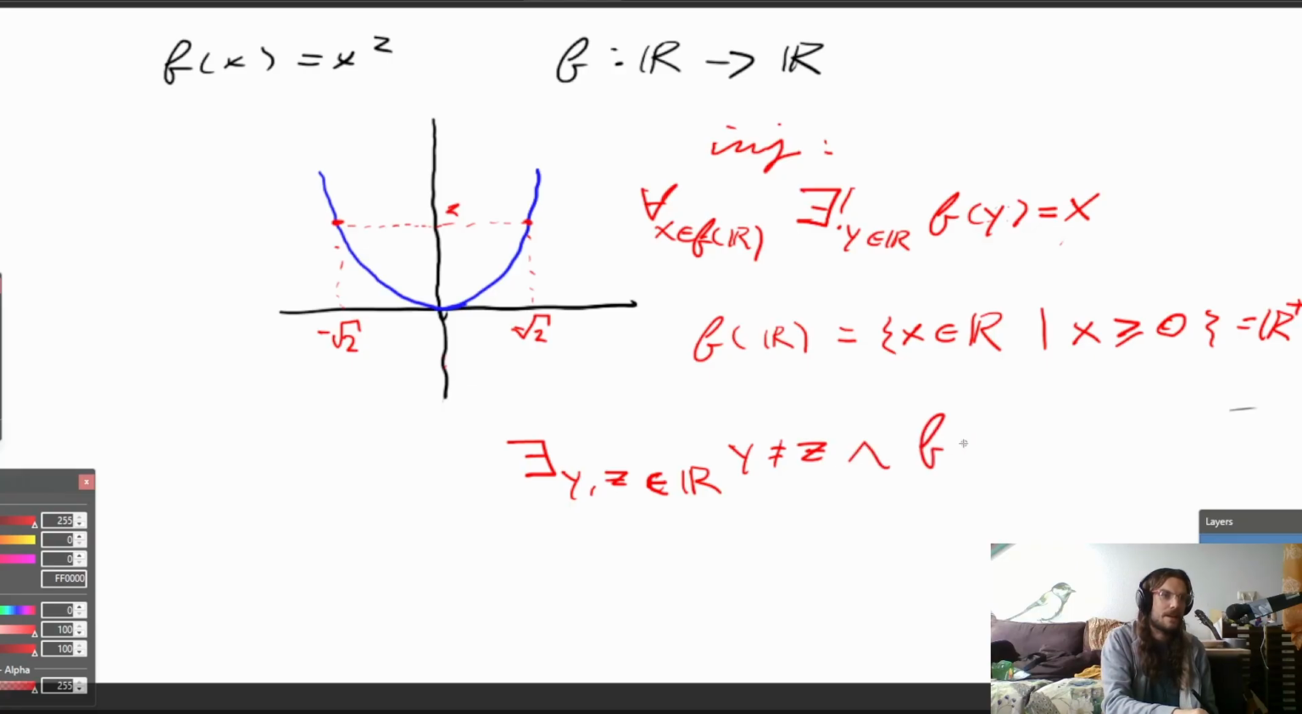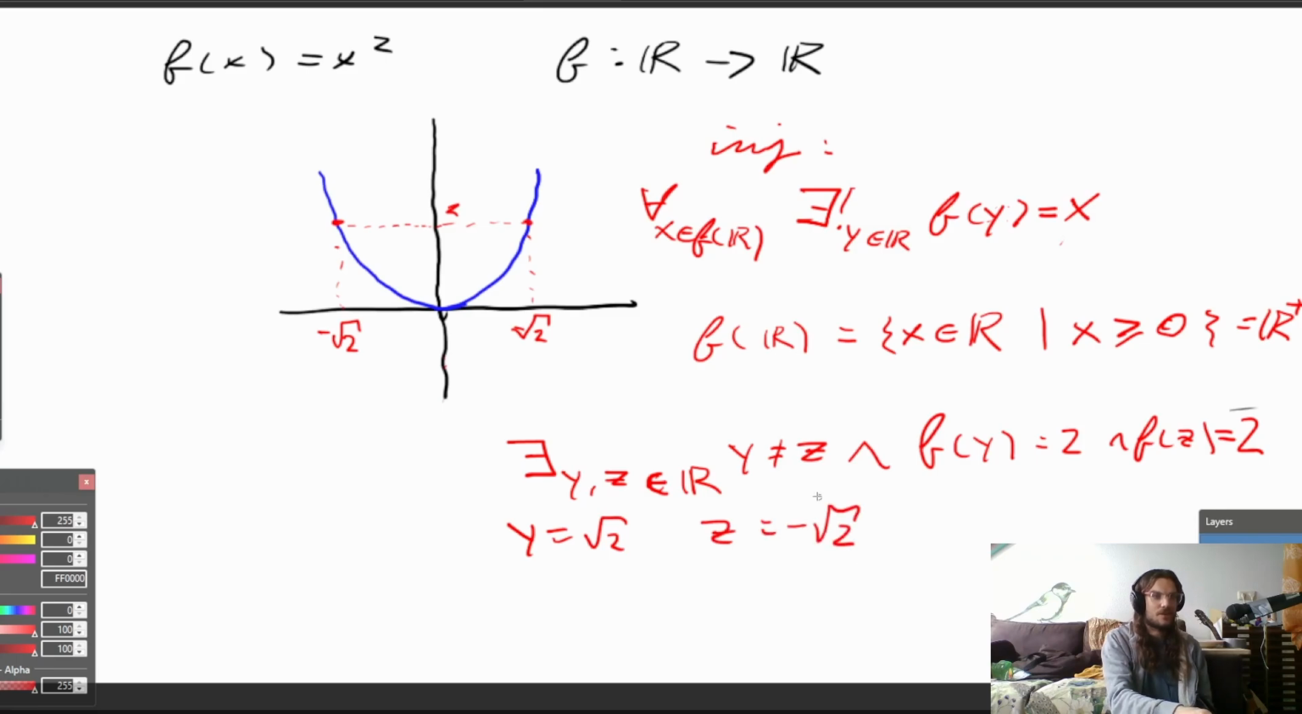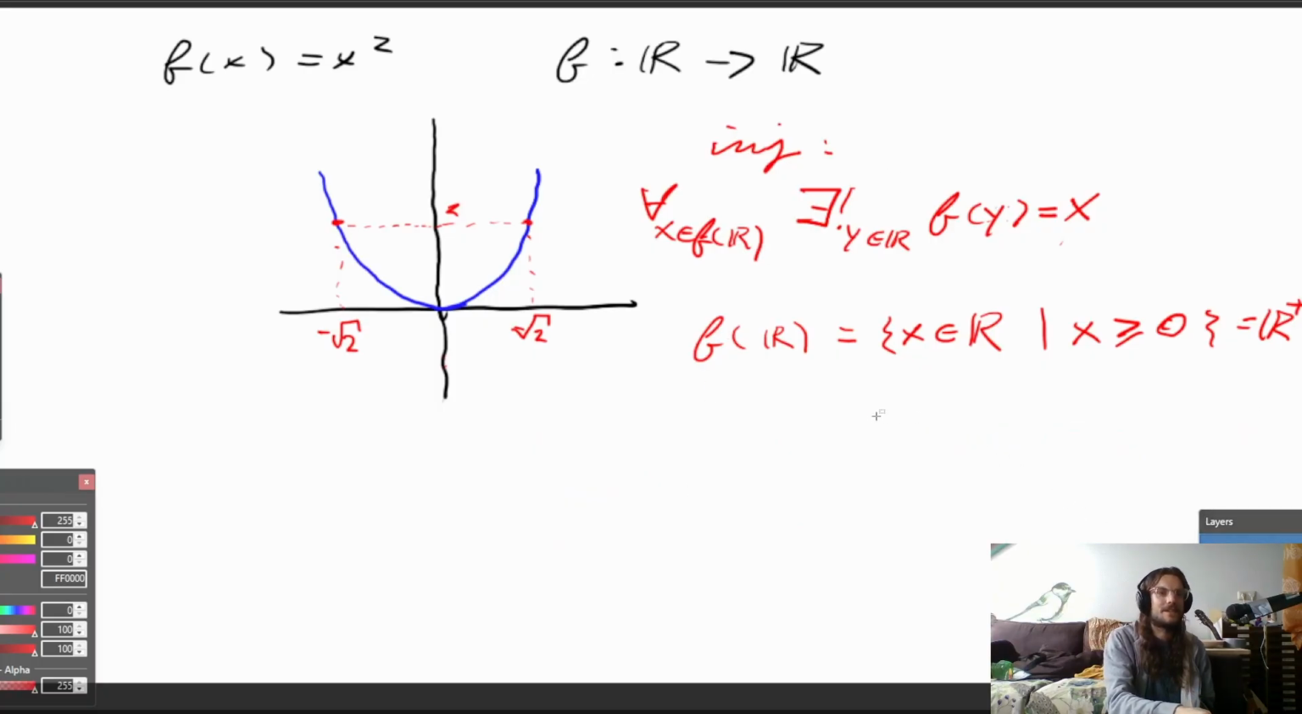However, f of y equals 2 and f of z equals 2. Of course, y is then equal to the square root of 2 and z equals negative the square root of 2. So we've proven that our function is not injective. I'm doing these really trivial proofs, by the way, just so you can see how the logical symbols work. Okay, so is it surjective then?